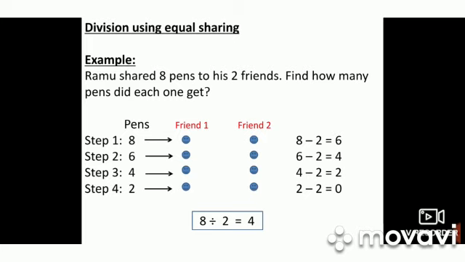Step 3. 4. I have given again 2 pens for my 2 friends. So 4 minus 2, it is 2. Step 4. At last I am having 2. I have given 2 pens to his 2 friends. So 2 minus 2 is equal to 0. So what is the division fact I should write? 8 pens, 8 divided by 2 friends, equals how many times the subtraction has been done? Equally shared 4 times. So the answer is 4. This is the division fact for the given example.